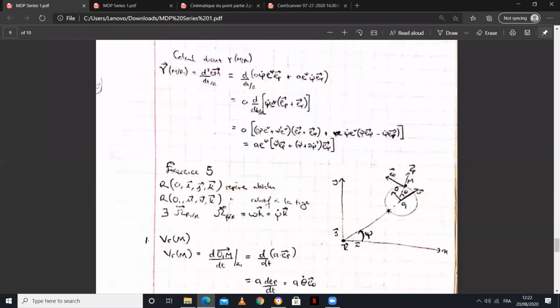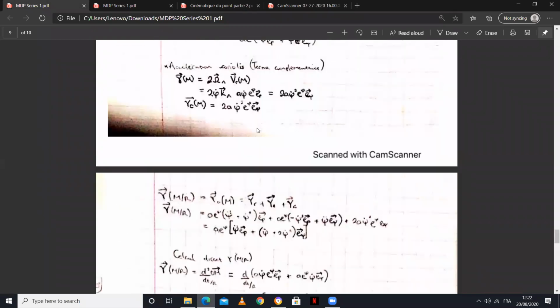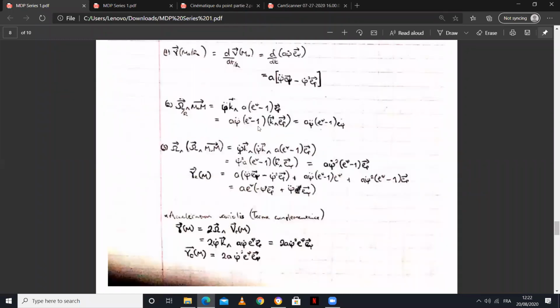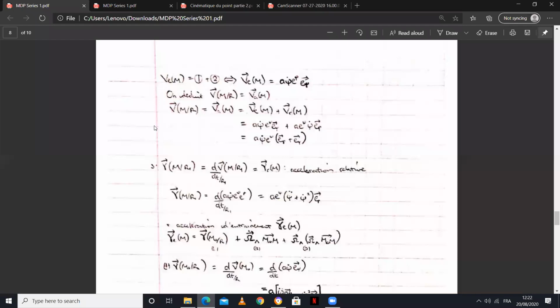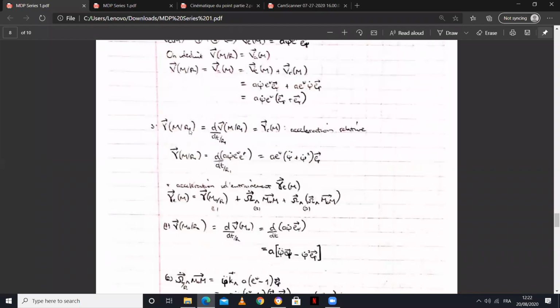Exercice 4. Ok. Voilà, c'est ici. Ok, so, question 3, gamma de M par rapport à R1.